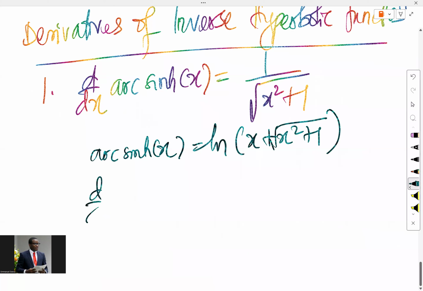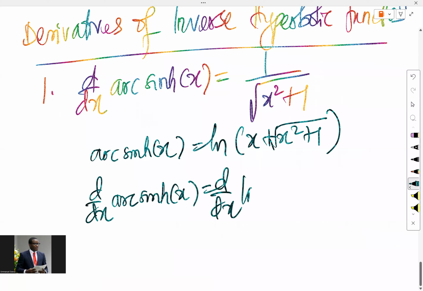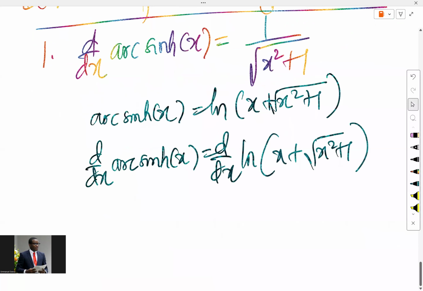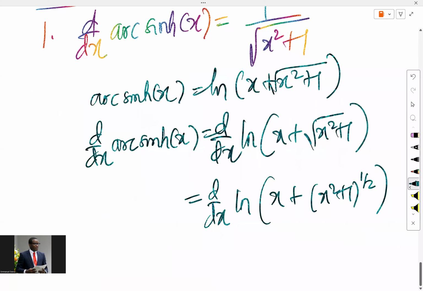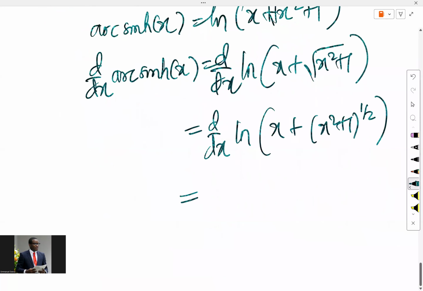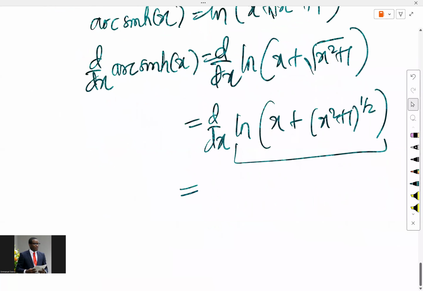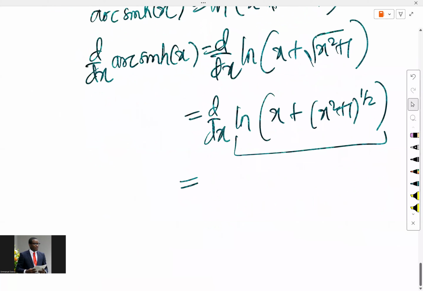So d dx of arcsinh of x is actually d dx of ln of x plus square root of x squared plus 1. To make things easy, we can say this is d dx of ln of x plus x squared plus 1 raised to power half. So it's easier to handle this way. And when you're differentiating the log of a function, the rule is differentiate the function itself and put it over the original.